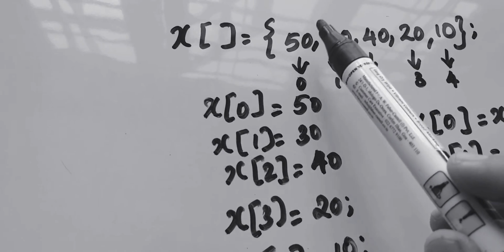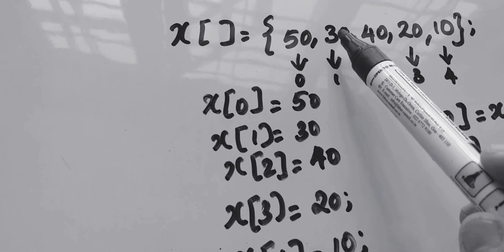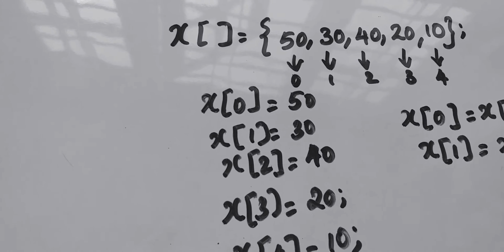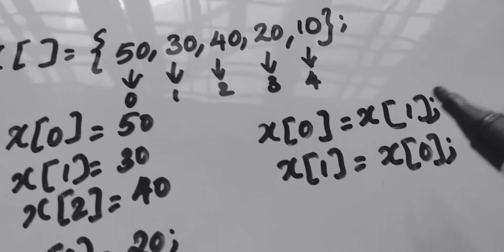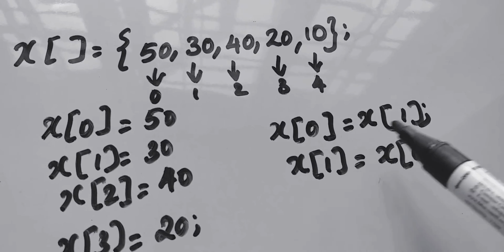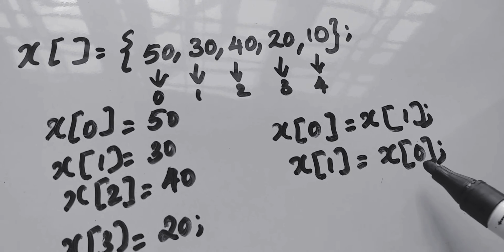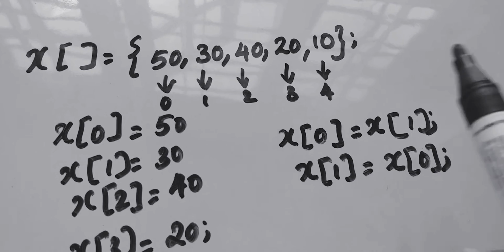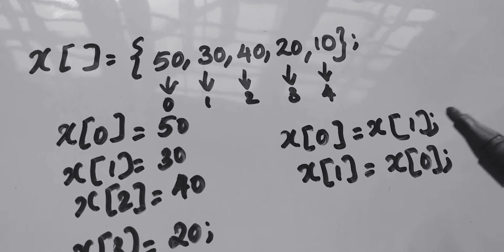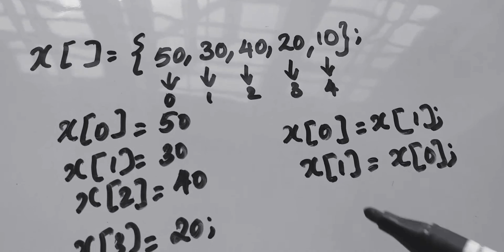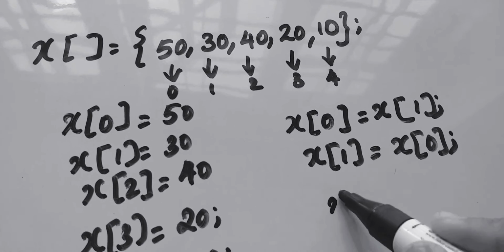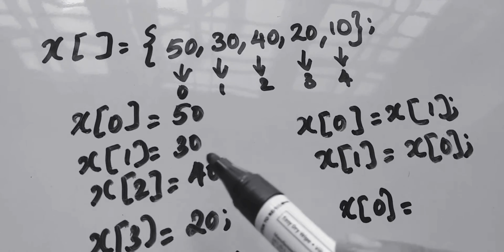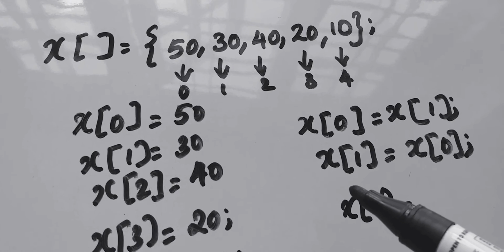So sorting means exchanging of two values. Just consider, suppose we want to exchange these two values, that is 30 to 50's position and 50 to 30's position. How will we exchange? Is it possible to exchange like this, that is x of 0 equals x of 1 and x of 1 equals x of 0? Suppose if we are doing like this, that is x of 0 equals x of 1, isn't it? So what is the value in x of 1? It is 30. Clear, students?